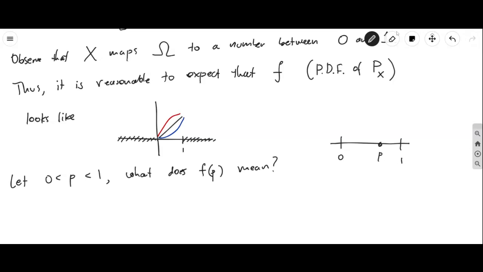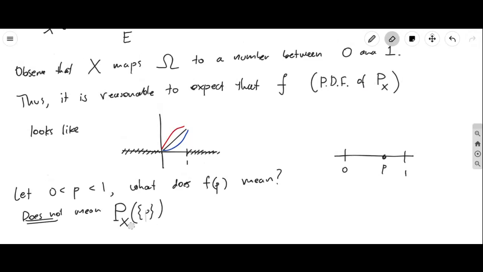Okay, so we're getting the point P over here. Now, I want to remind you, it does not mean the probability. It does not mean the probability measure evaluated at P. We're trying to find the PDF of this induced measure, the distribution. It does not mean the distribution evaluated at P. We talked about this before.